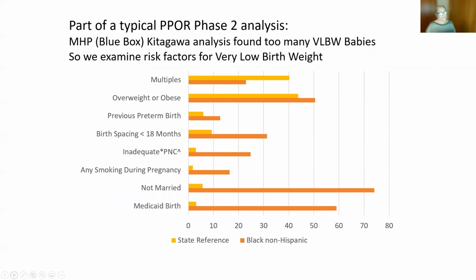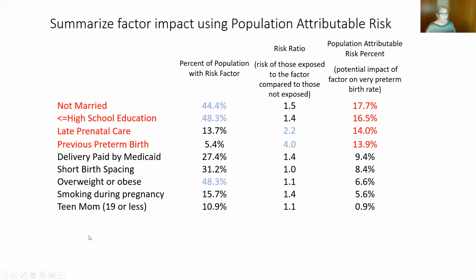So part of a typical phase 2 analysis might be this, just comparing the prevalence of risk factors between the state reference group and the population that you're studying. You can see ones that have bigger differences might be the ones that you are worried about the most. You can also consider the riskiness of the risk factors, and we do that with the risk ratio, that middle column. It's just the risk of those that had the factor divided by the risk of those who didn't. And the bigger the number, the stronger, more risky the factor is.